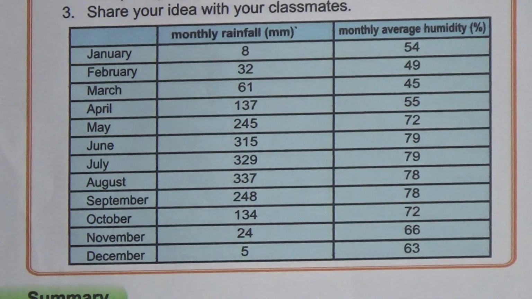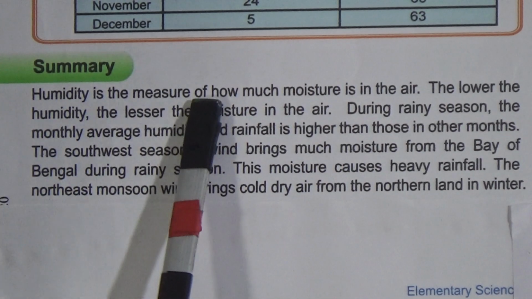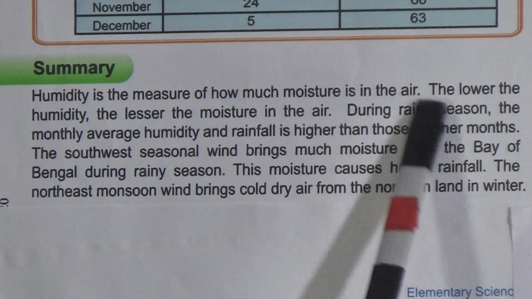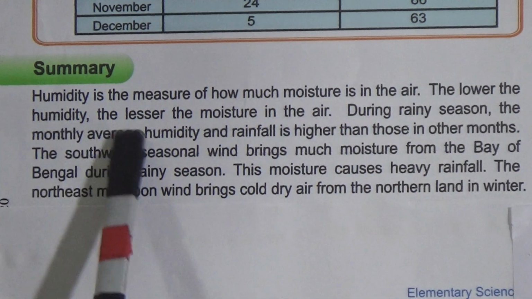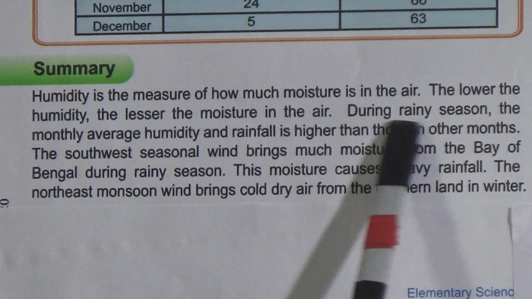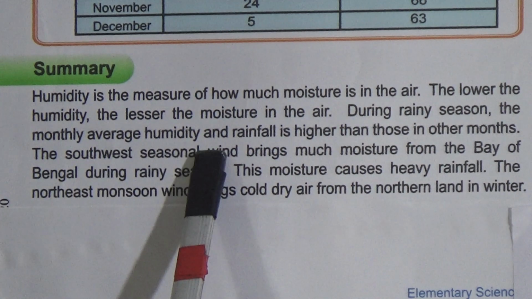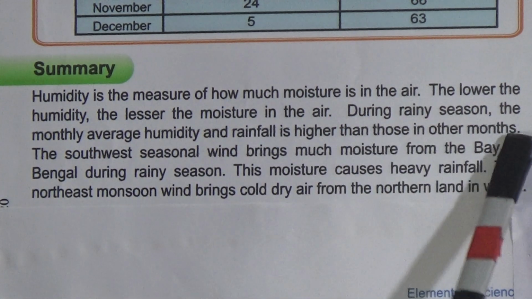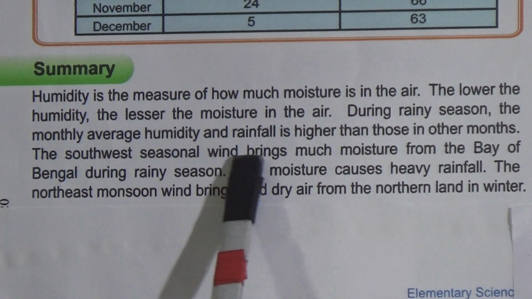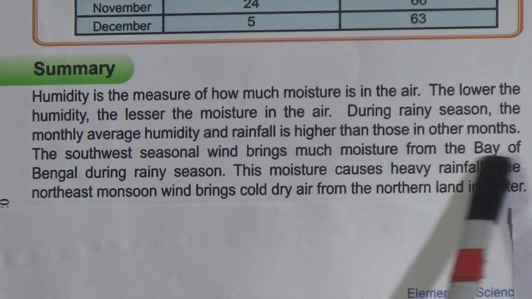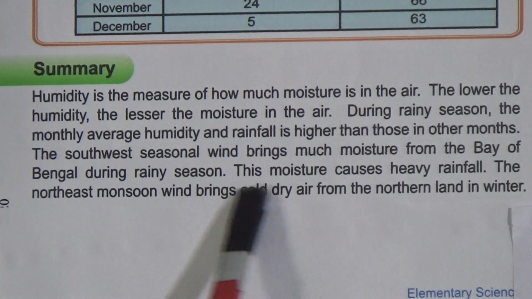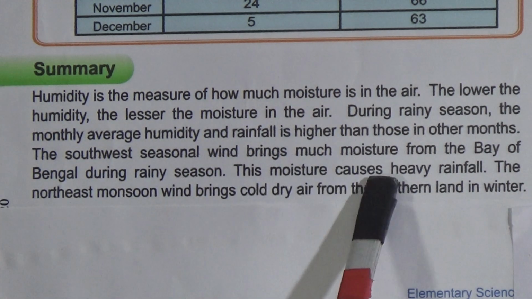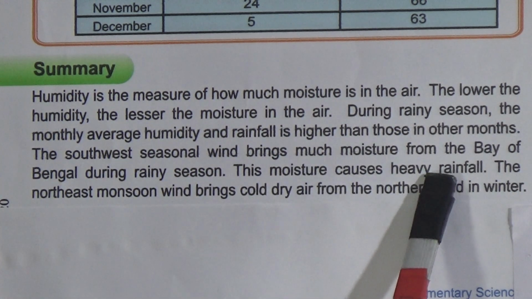Now come to the summary. Humidity is the measure of how much moisture is in the air. The lower the humidity, the less moisture in the air. During rainy season, the monthly average humidity and rainfall are higher than those in the other months. The southwest seasonal wind brings much moisture from the Bay of Bengal during rainy season. This moisture causes heavy rainfall.